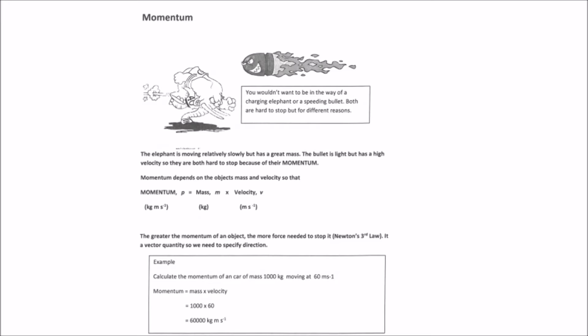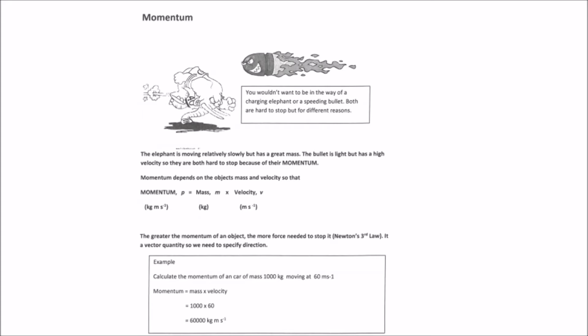I imagine you met momentum in GCSE. The momentum of an object is the product of its mass and velocity. If you look at the examples at the top there, you wouldn't want to be in the way of a charging elephant or a speeding bullet. Both have very high values of momentum. The elephant because it has a great mass, and the bullet because it has a great velocity.